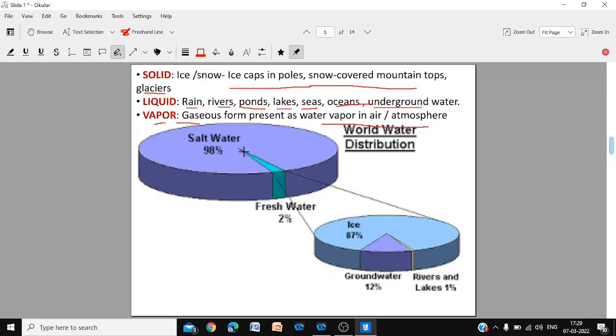And there is a distribution of the total 100%. Salt water is 98% in the oceans and seas. That is not fit for drinking. What is fit for drinking is fresh water, which forms 2%. Out of that 2%, 87% that means a little less than 1% would be in ice on the tops of mountains. So only the remaining water is available for drinking.